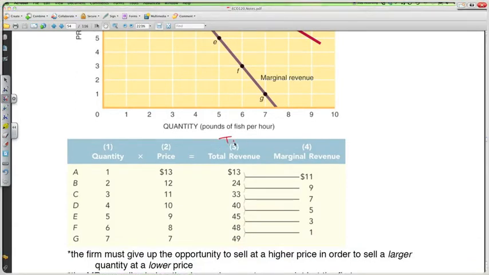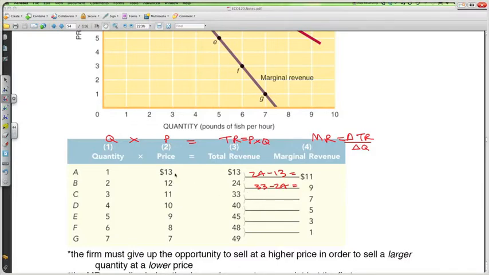So here we have our total revenue, remember, which is just equal to price times quantity. Here we have price, here we have quantity, multiply them, it gives us this total revenue. And over here is our marginal revenue, which is just our change in total revenue over that change in quantity. And here we're just increasing by 1, so it's just our change in total revenue. So 24 minus 13 gives us 11, right? 33 minus 24 gives us 9.